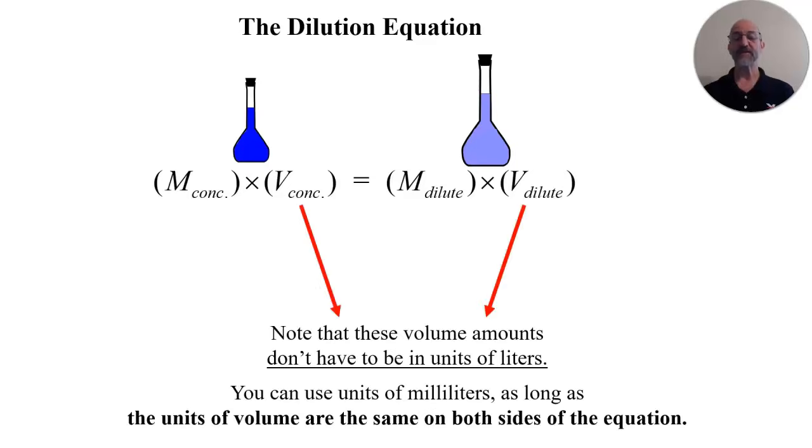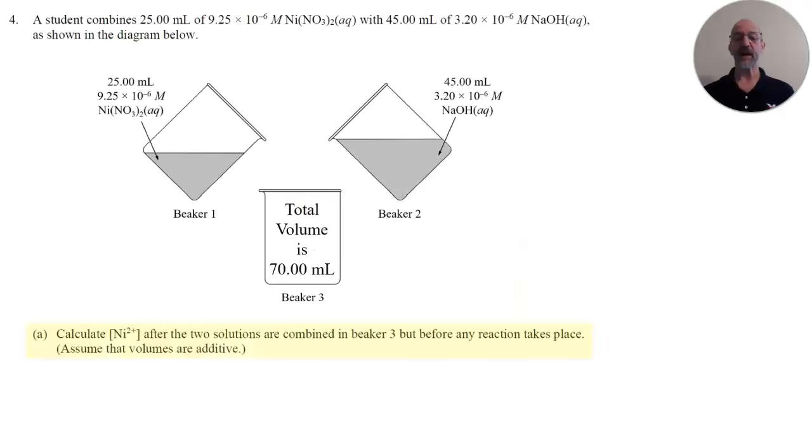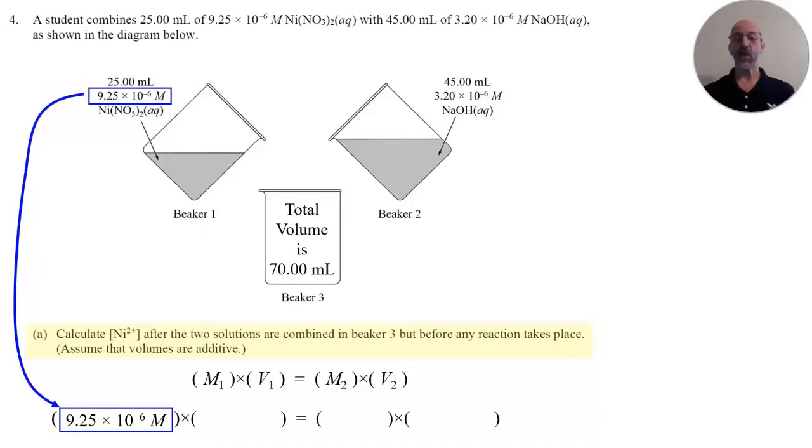And note that these two volumes don't have to be in liters. They could be in milliliters as long as they are the same on both sides of the equation. So here is an alternate setup to give us the same answer to part A. So M times V equals M times V. What's the molarity of the nickel solution in beaker 1? Well, that would be 9.25 times 10 to the negative 6 moles per liter. So I will put that for my M1. Now, what's my volume? Well, that would be 25 milliliters.